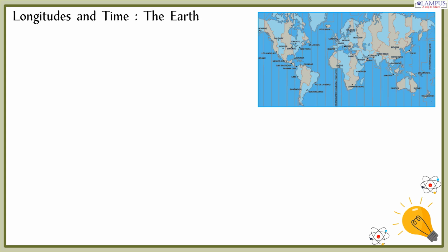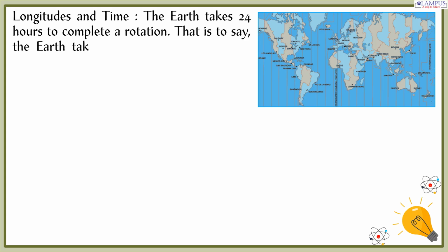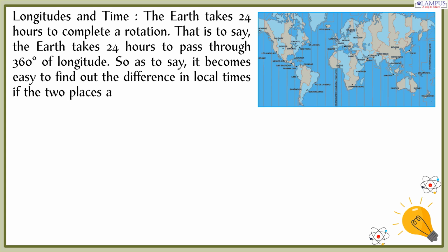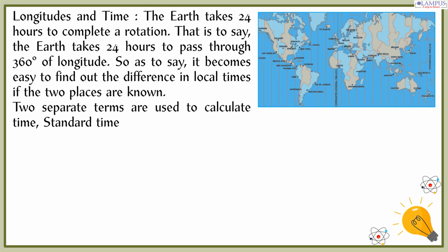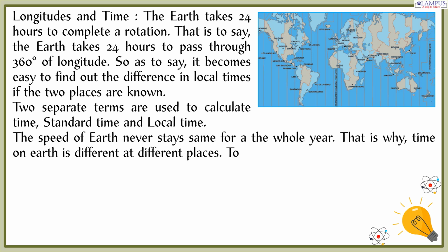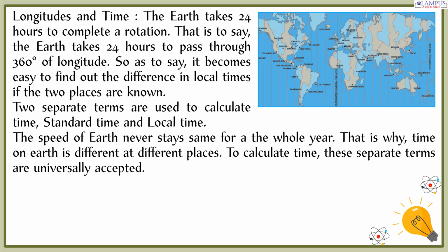Longitudes and time. The Earth takes 24 hours to complete a rotation. That is to say, the Earth takes 24 hours to pass through 360 degrees of longitude. So it becomes easy to find out the difference in local times if the two places are known. Two separate terms are used to calculate time: standard time and local time. The speed of Earth never stays the same for the whole year. That is why time on Earth is different at different places. To calculate time, these separate terms are universally accepted.